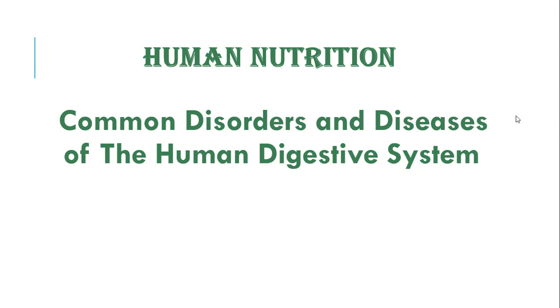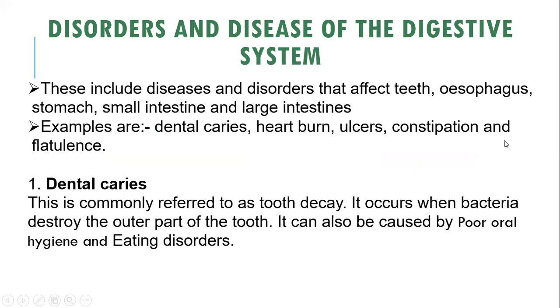Here we're going to see the various disorders and some of the diseases that result from various human digestive problems. So let's start with them. These disorders and diseases of the digestive system, specifically, are the various diseases and disorders that can affect the various organs of the alimentary canal. Take for example: teeth, esophagus, stomach, small intestine, and the large intestine.